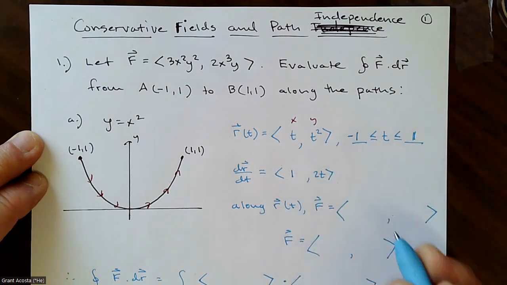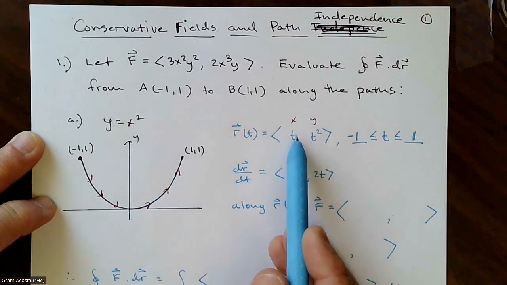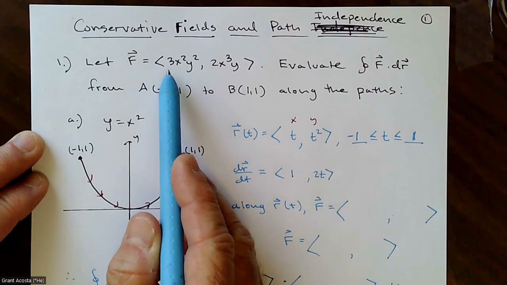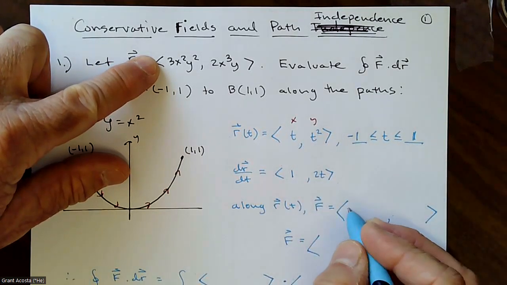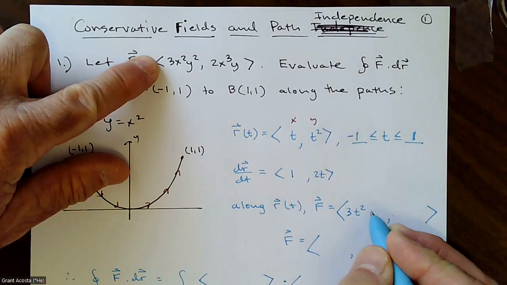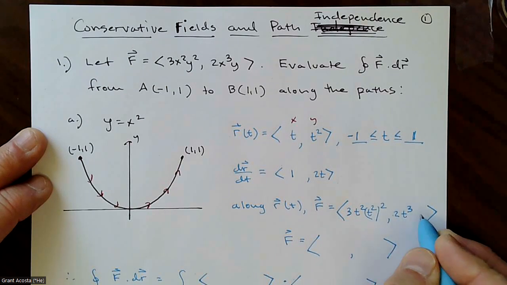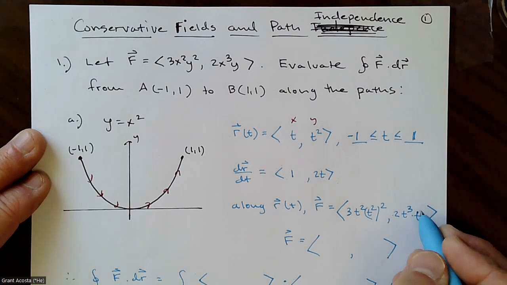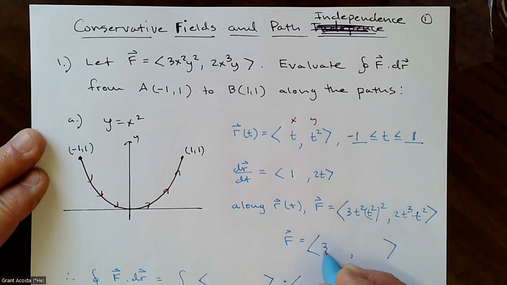This will be 2t. And along this curve, my function f, which is 3x squared y squared, will be, I'm just putting in x and y here, it's going to be 3t squared times t squared, squared. And then for y, it'll be 2t cubed times t squared, because I'm putting that in for y. So if I simplify this, this will be 3t to the 6th, and this will be 2t to the 5th.